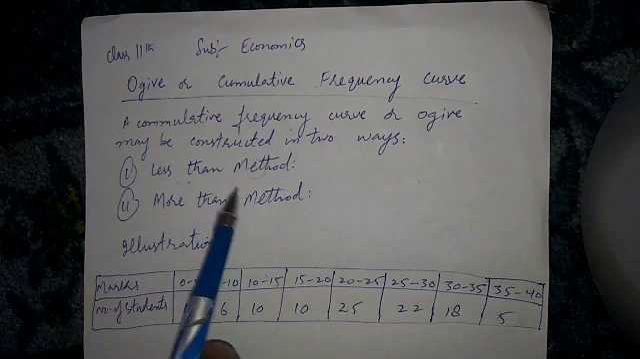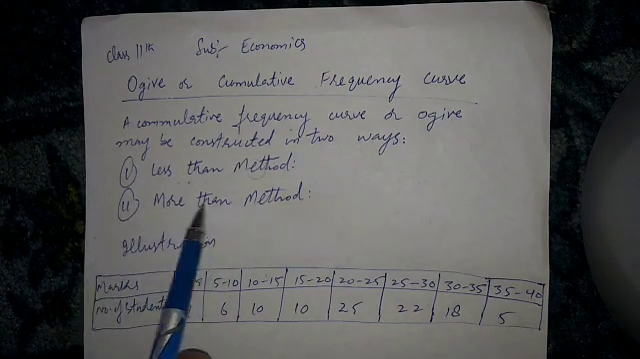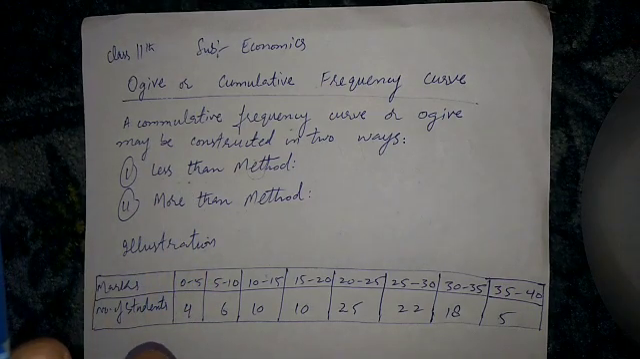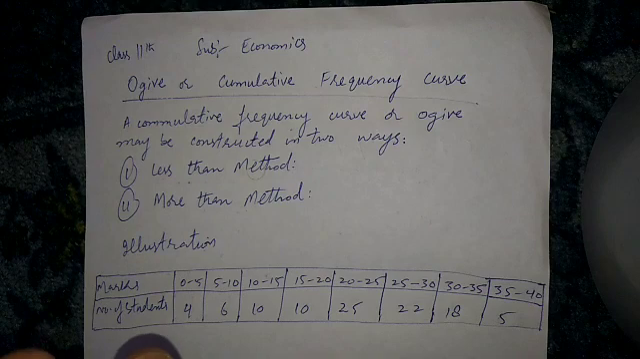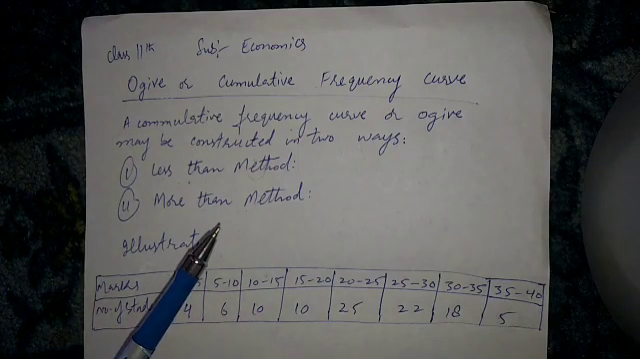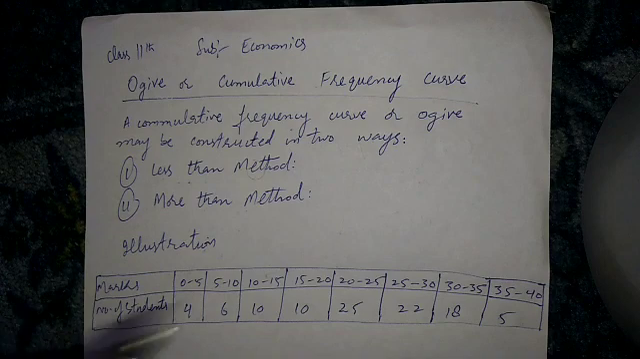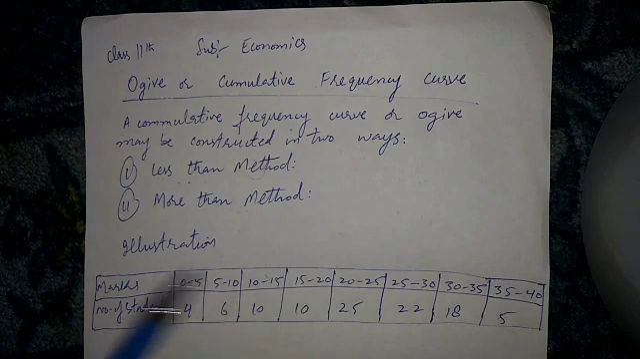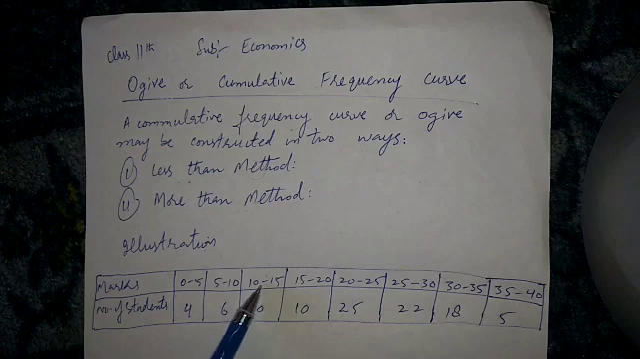Now, the second one is more than method. See, in this method, we take the cumulative total of the frequencies beginning with the lower limit of the first class interval. Thus, in a series showing 0 to 5, 5 to 10, 10 to 15 as different class intervals, we find the frequency for more than 0, for more than 5, and for more than 10. The frequencies as presented make a more than Ogive.